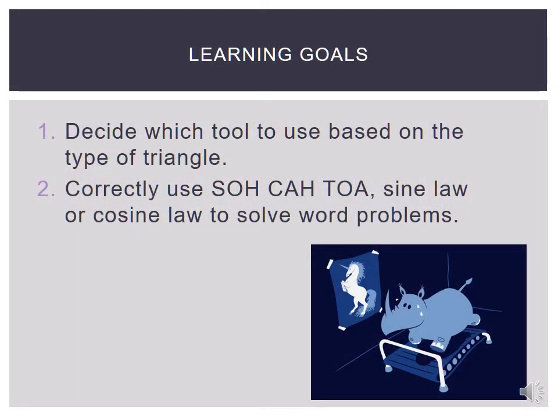Our learning goals for this first review lesson: decide which tool to use based on the type of triangle, and then use one of SOHCAHTOA, sine law, or cosine law to solve word problems. So we're just going to do word problems. Those are the best kind of problems to review because we have to pull out the information, draw the triangle, and then use those tools, or one of those three tools, to solve a triangle.